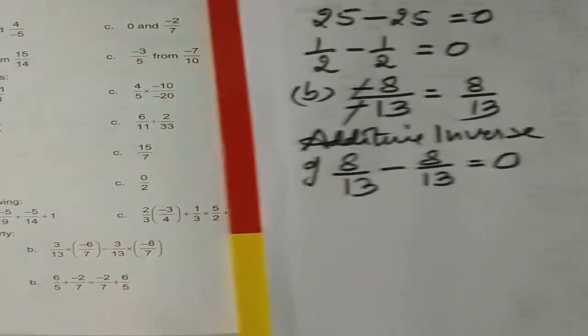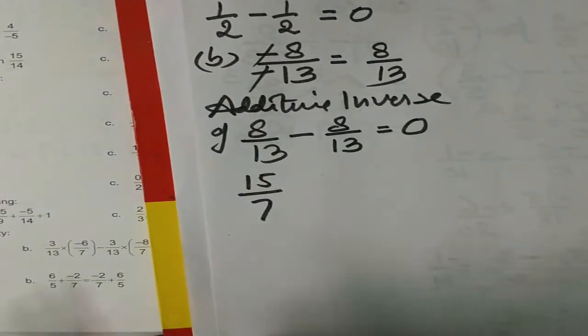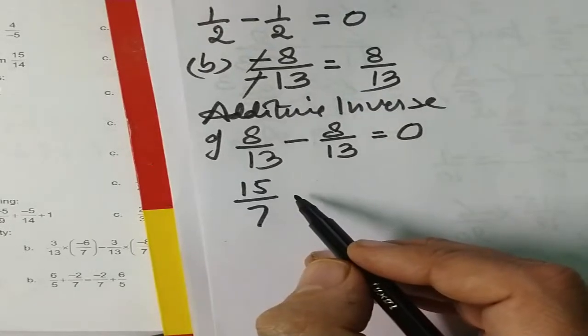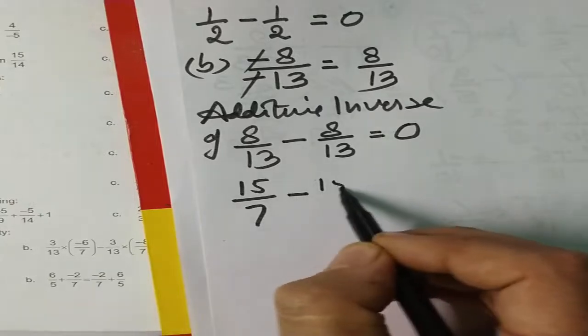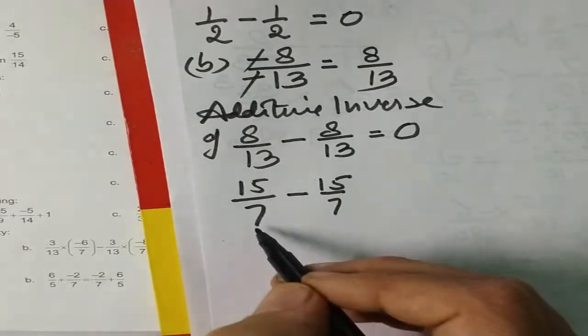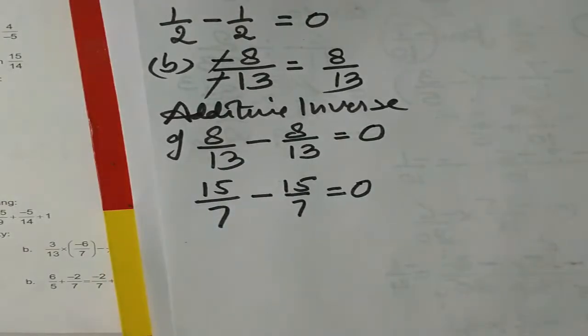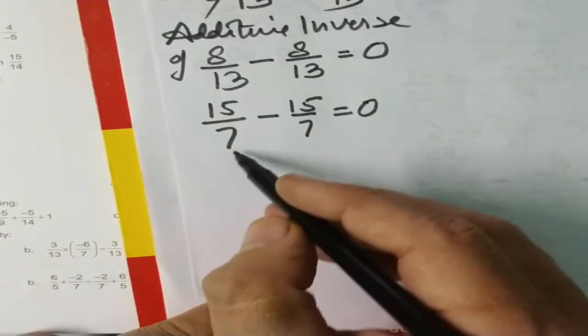What is the additive inverse of 15 upon 7? What should you add with this so that the answer is 0? So type your answer below the video. It is minus 15 upon 7 because 15 upon 7 minus 15 upon 7 will become 0. This is additive inverse.